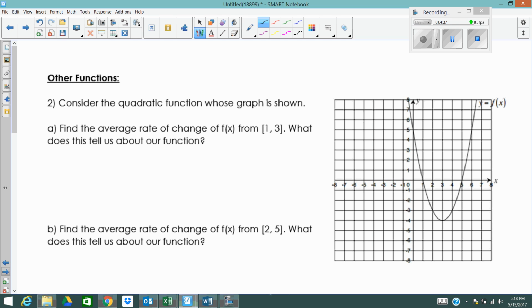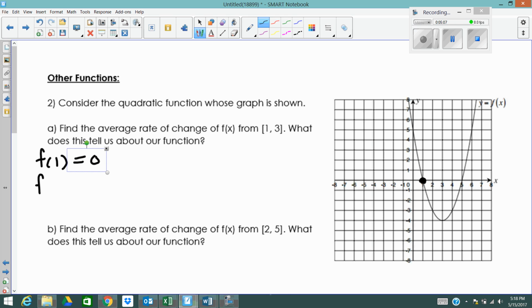So for example, let's consider this quadratic function whose graph is shown. Find the average rate of change over the interval from 1 to 3. What does this tell you about our function? So in this situation, I actually do not have the equation for my function. So I have no way to evaluate my function algebraically. I have no choice but to look at the graph. So the value of my function at 1 is 0.